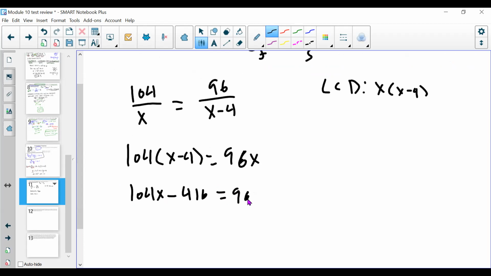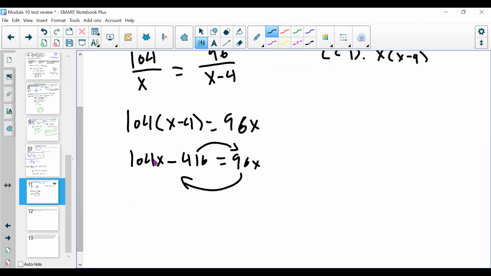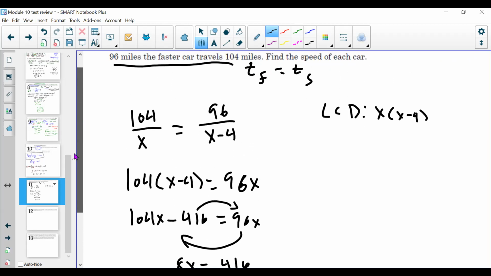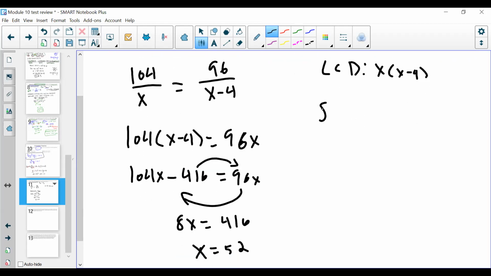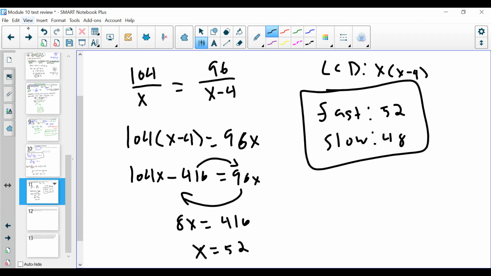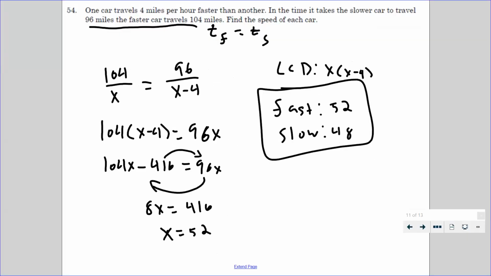416 equals 96X. I'm going to move the 416 to the right and 96X to the left, and I get 8X equals positive 416. And 416 divided by 8 is 52. So X equals 52. So the fast car is going 52 miles per hour, and the slow one is going 48. Sorry, I read that wrong when I was setting it up. That's what you get.